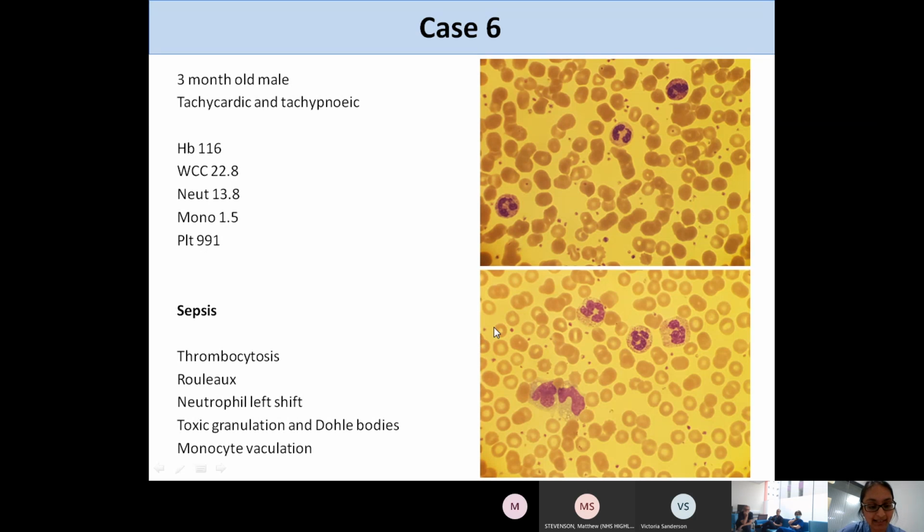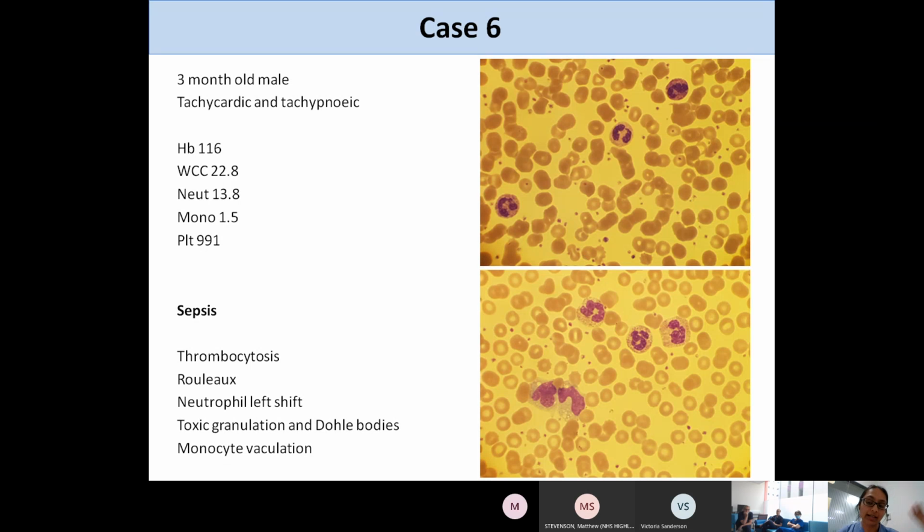I don't know what this patient had in the end, but I know that they were septic. And the features that we see in the blood film, which are all reactive changes, are thrombocytosis, rouleaux, which is the stacking of the red cells to look like stacks of pennies, neutrophil left shift.